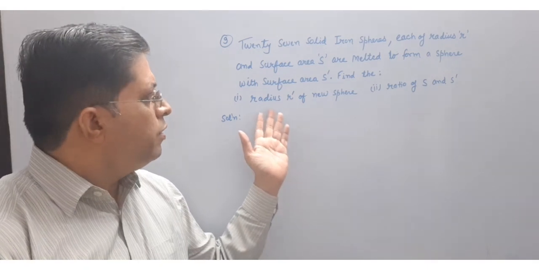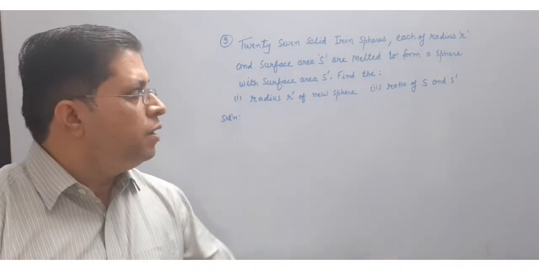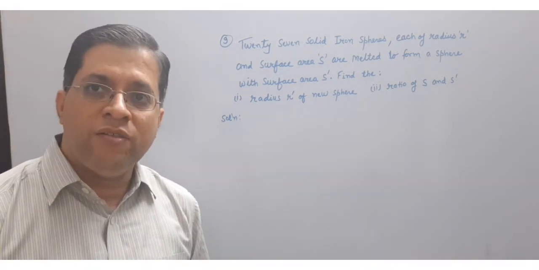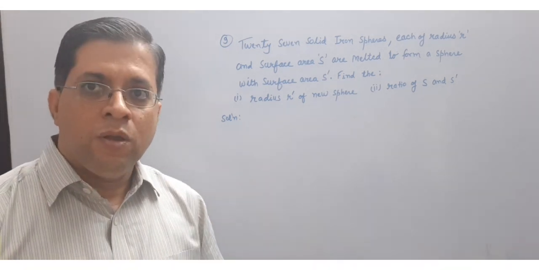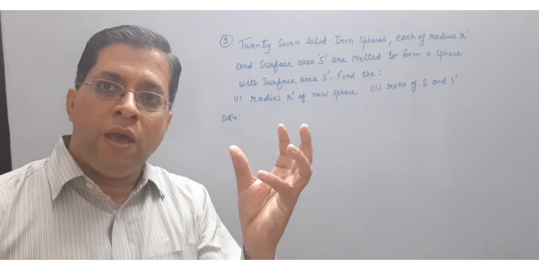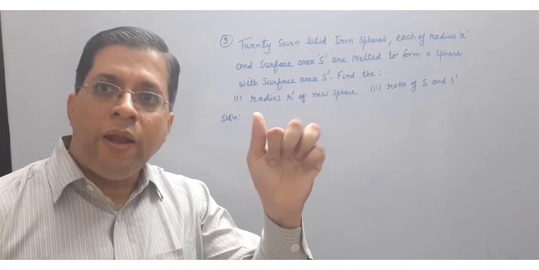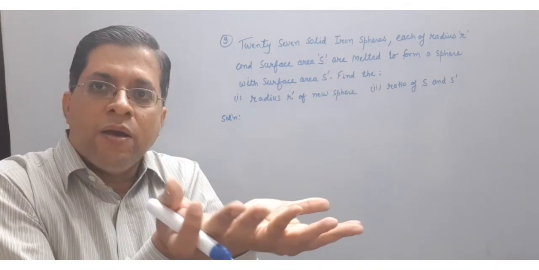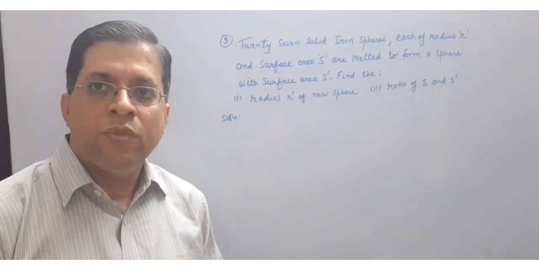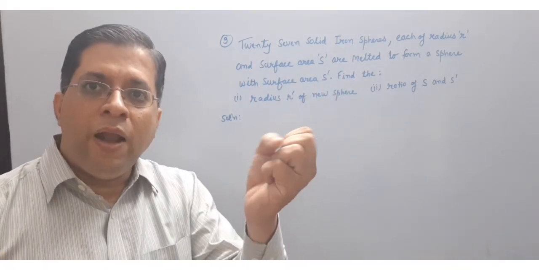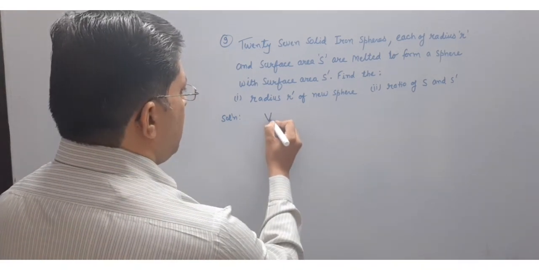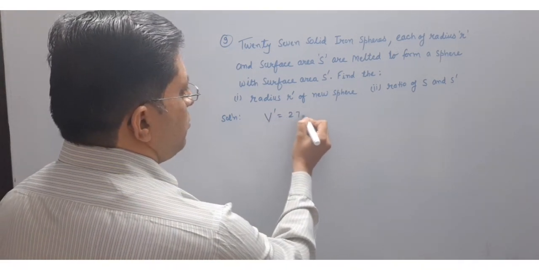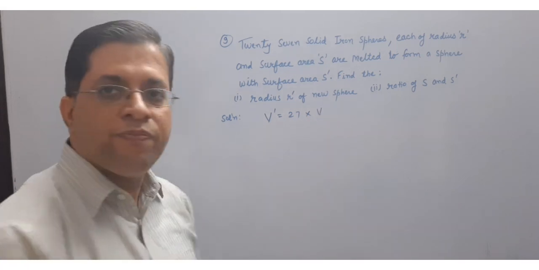Find the radius r dash of the hemisphere, and second, the ratio of s dash to s. Okay, now see, 27 small hemispheres are there. You are melting them and making one big sphere. Melting means the volume is conserved, so V dash is equal to 27 into V.